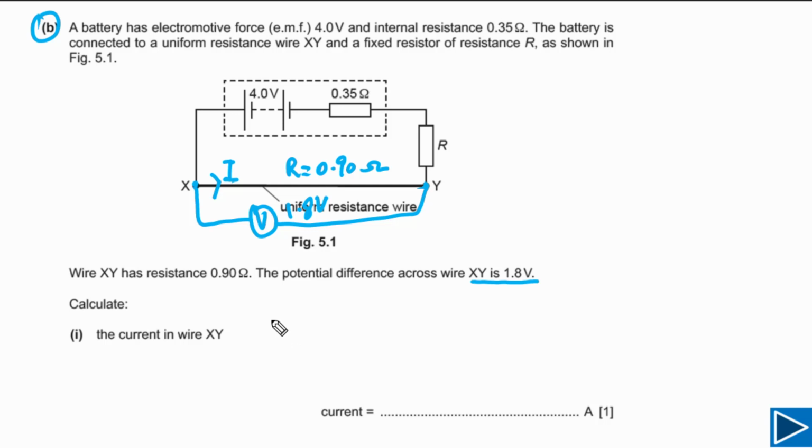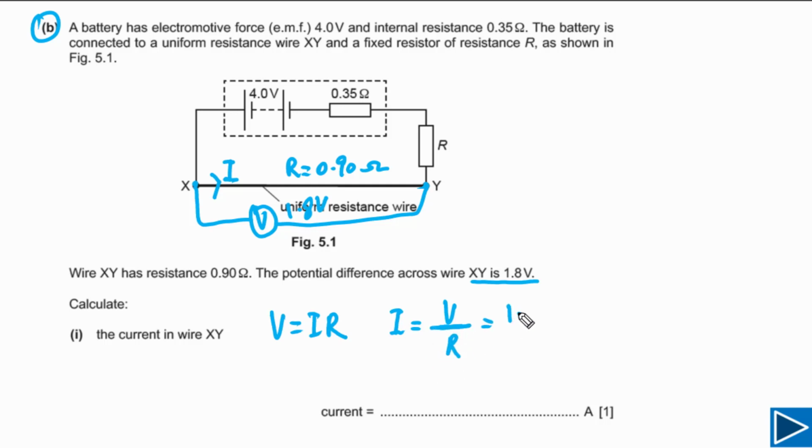Simply we need to use Ohm's law. We will say V is equal to IR. V is the potential difference across the wire. So simply by using Ohm's law, we can find I. From here we can say I will be equal to V over R. V is the potential difference across the wire, R is the resistance of the wire.